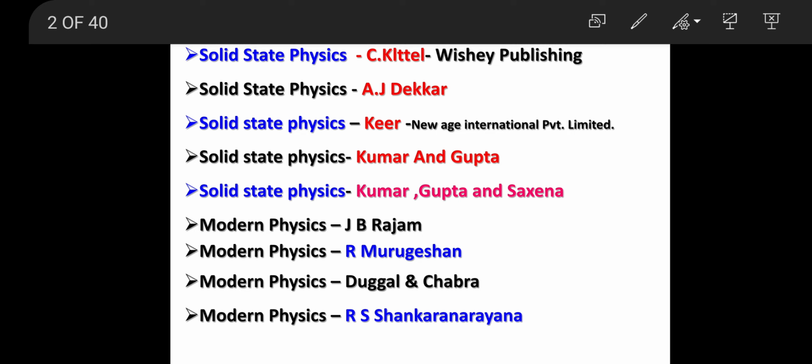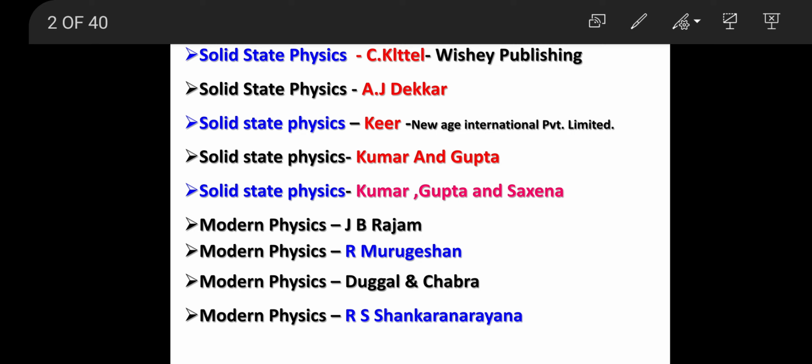And Kittel, that is also a good book. And among Indian authors, Solid State Physics by Kumar and Gupta, that's Pragati Publications, and Solid State Physics by Kumar, Gupta and Saxena, and the recent edition is very good. These are the particular books to refer to for the content of solid state physics.